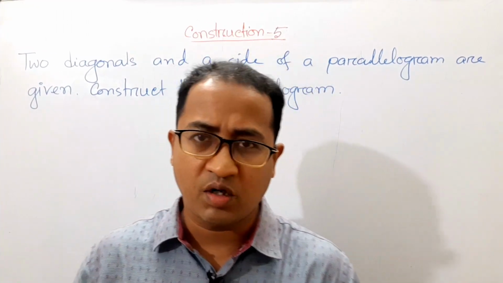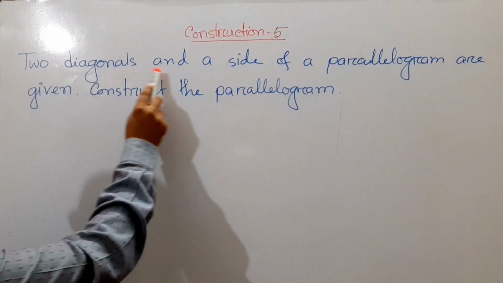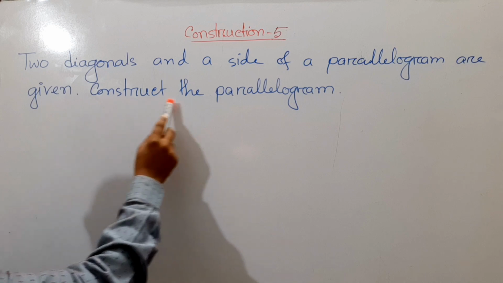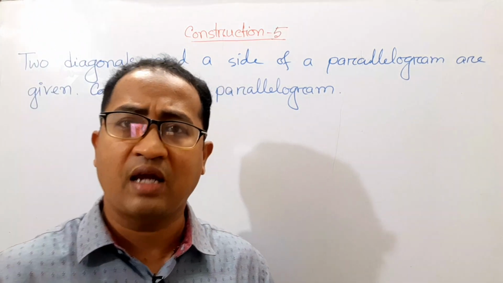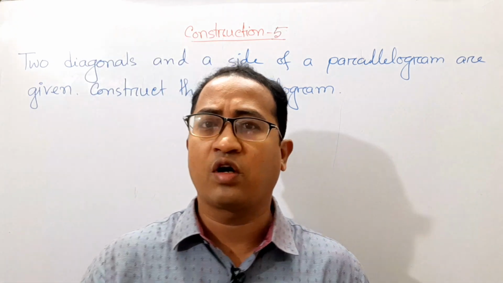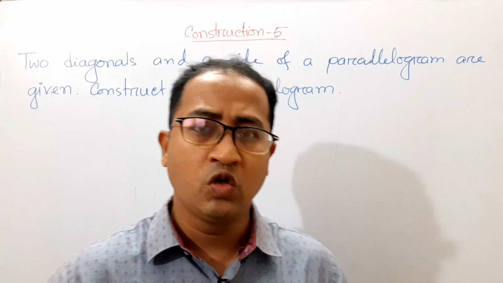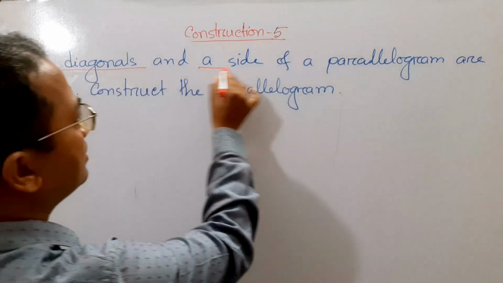Now construction number 5. Look at the board. Two diagonals and a side of a parallelogram are given. Construct the parallelogram. It is given two diagonals and a side of a parallelogram. We will construct that required parallelogram. So what is given? Two diagonals and a side.